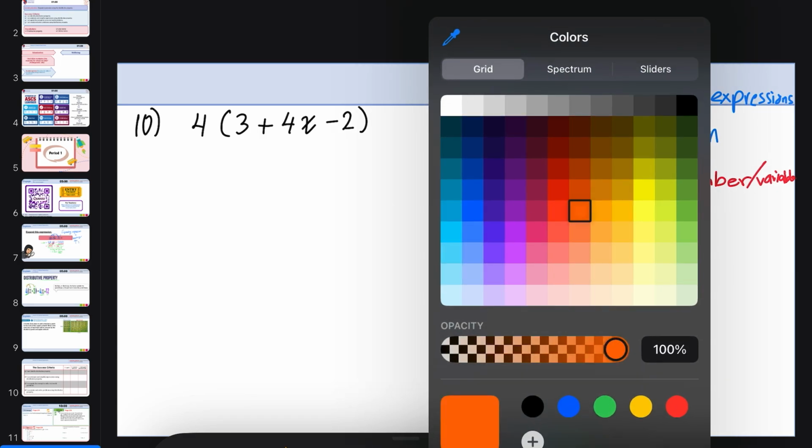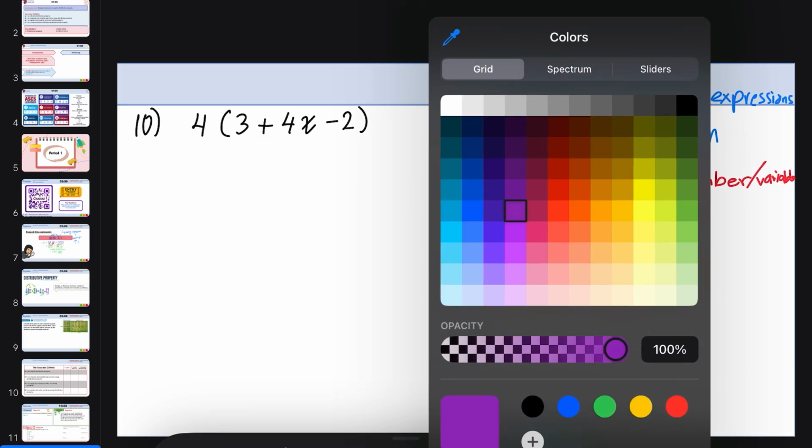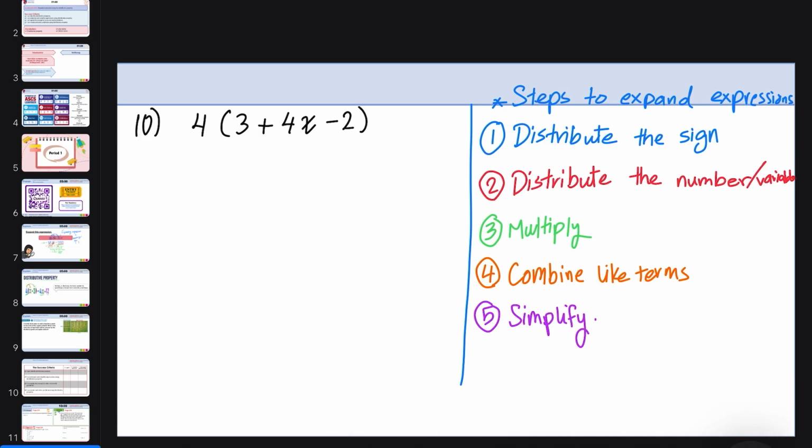Let's take a dark color. Step 4 is to combine like terms if you have any. Then we have step number 5, which is to simplify if possible. Let's see step by step how I can apply these steps and how I can expand this expression. So my goal is to expand this expression.